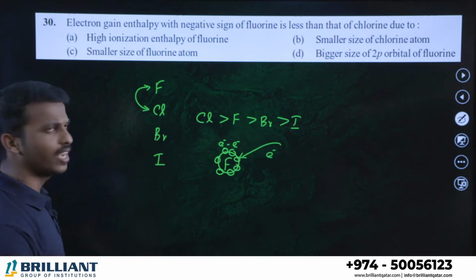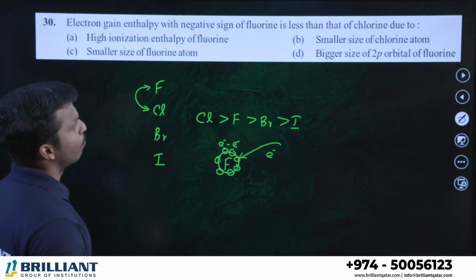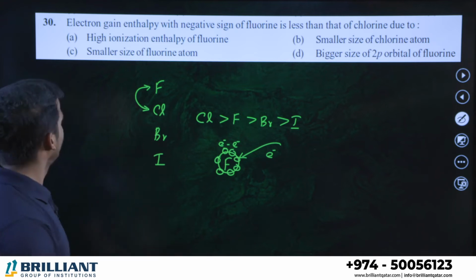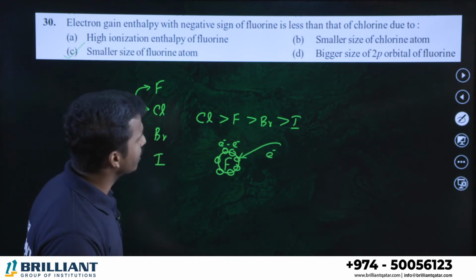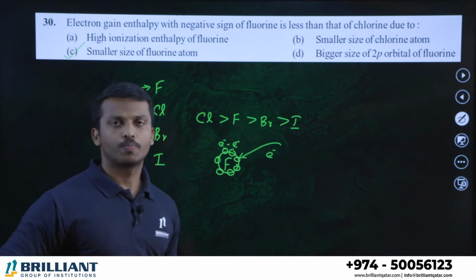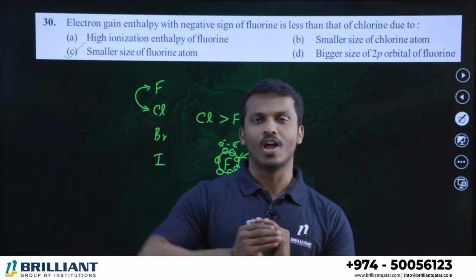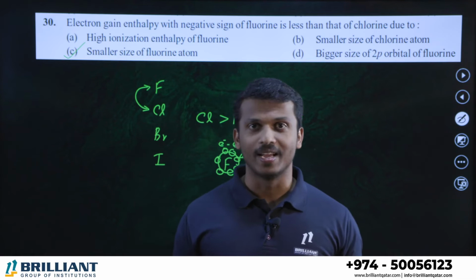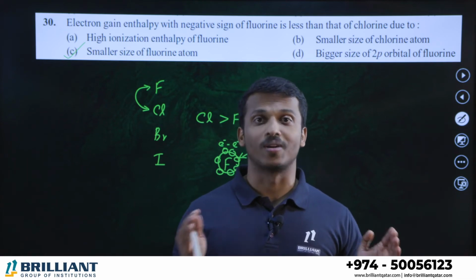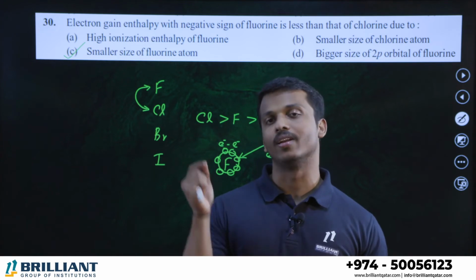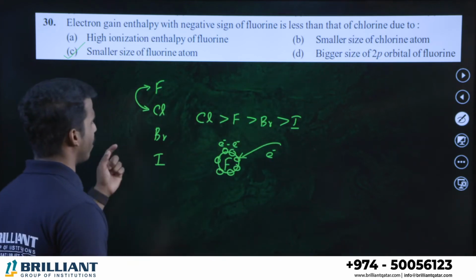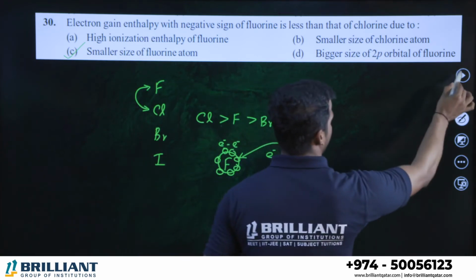Because of high ionization enthalpy? No. Small size of chlorine? No. Small size of fluorine atom? Yes. And bigger size of 2p? No. So, because of the smaller size of fluorine, all electrons are very nearby, so there is a greater electron-electron repulsion. So addition of one more electron is very difficult in fluorine. Okay. So chlorine has greater electron gain enthalpy.